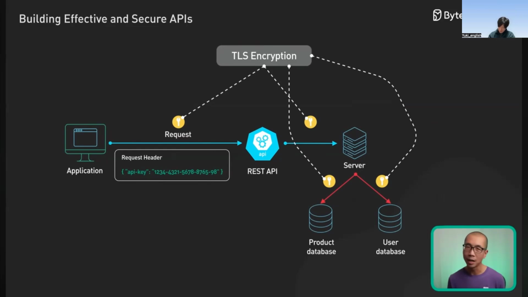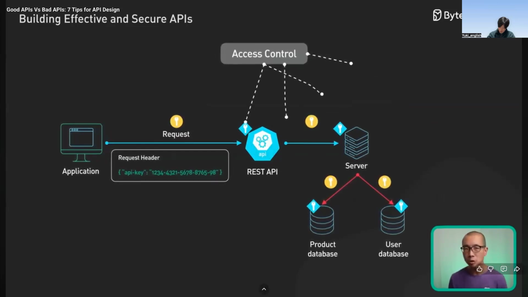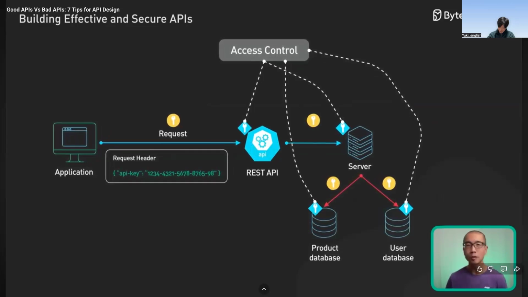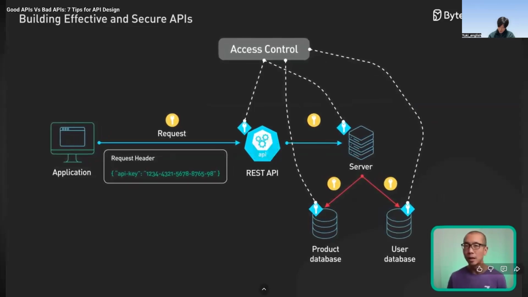Implement robust access controls. Robust means strong and reliable. Implement robust access controls. Verify keys and tokens on every request before processing. Verify is to check. We have to validate keys and tokens on every request before processing.